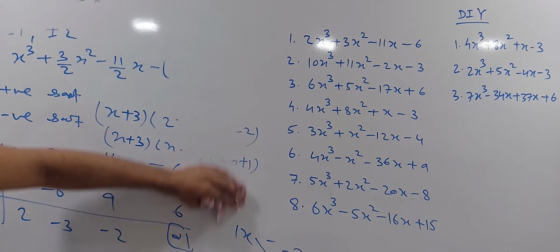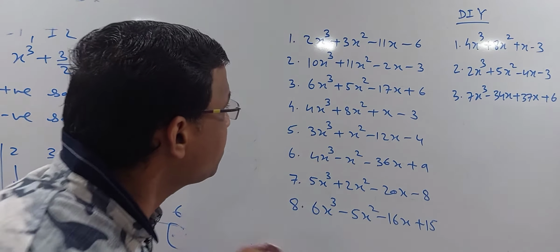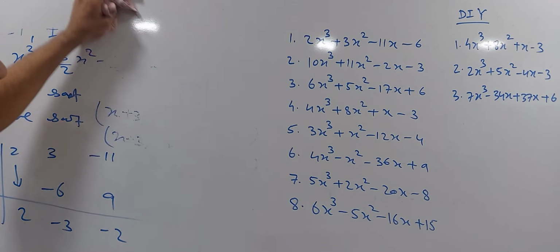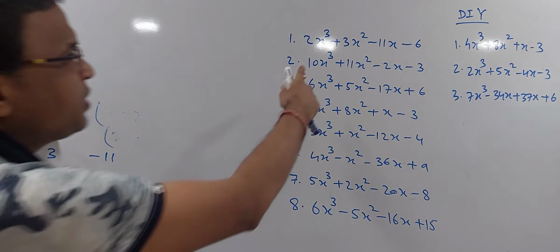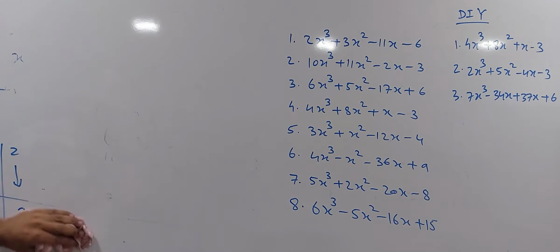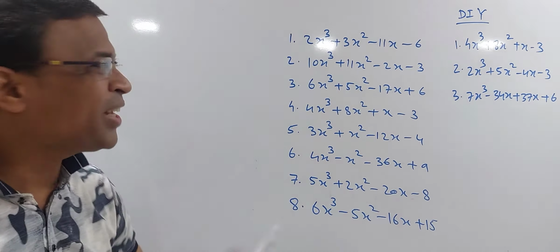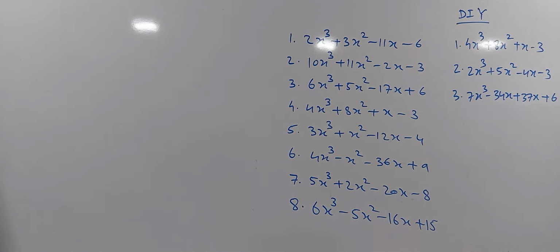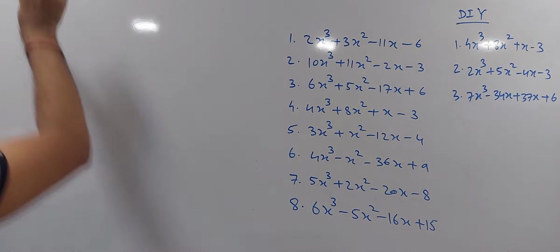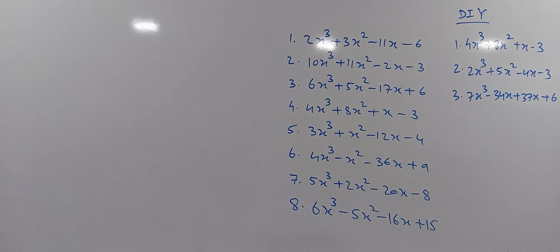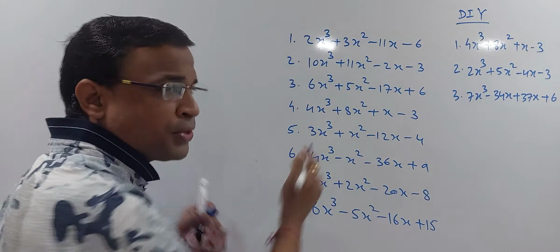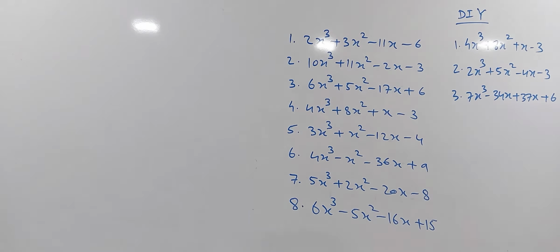Now next question is this second question. Let me quickly try this with 1 and minus 1. So see, 10 minus 2 is 8 and 11 minus 3 is again 8. So that means x plus 1 is one of the factors. So for the second question, one thing is confirmed that x plus 1 is one of the factors, because minus 1 satisfies the relation.